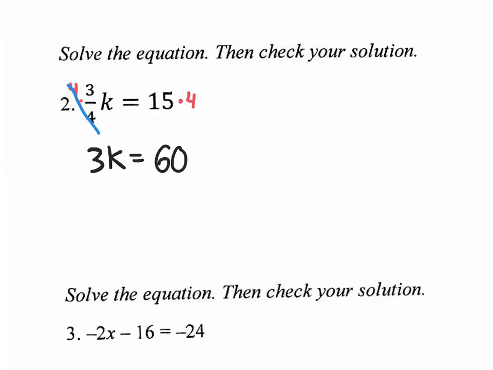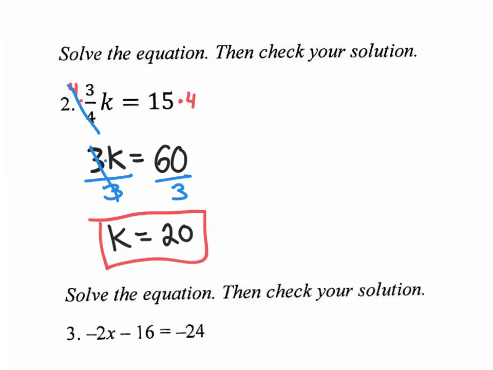And of course you could use a calculator, so don't freak out. 15 times 4, just do it on a calculator. Let's finally get the k by itself. It has a 3 times right in front of it. If I don't want that multiplication of 3, I simply divide by 3. That'll cancel it out. What I do to one side, I do to the other side. The k comes down, equals 60 divided by 3 is 20. So this is our final answer.